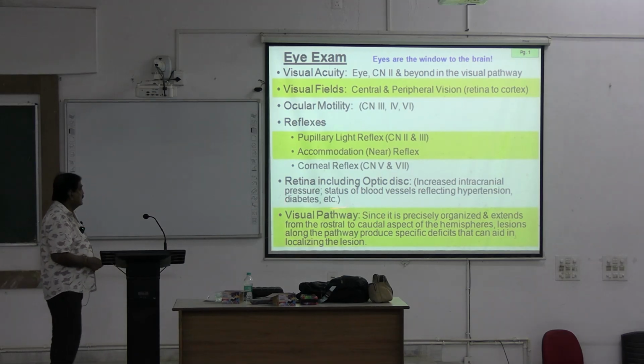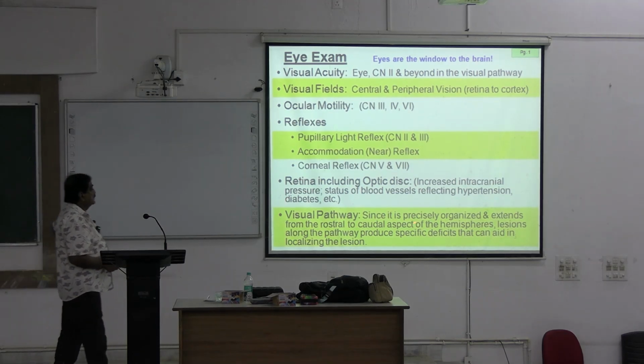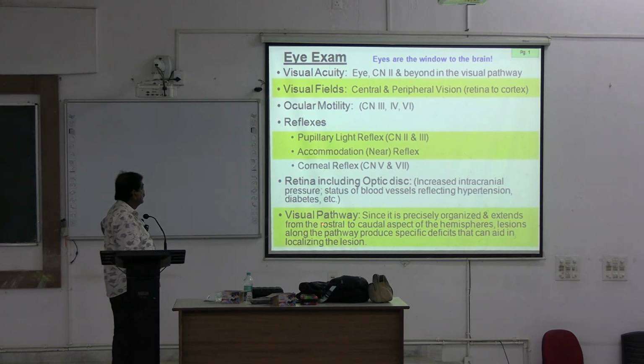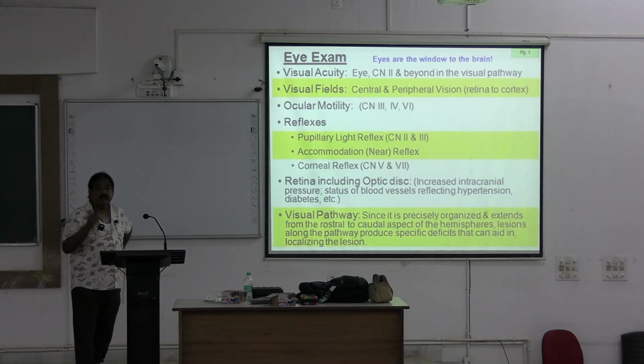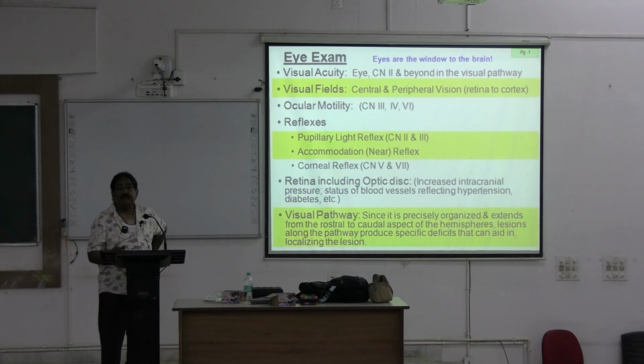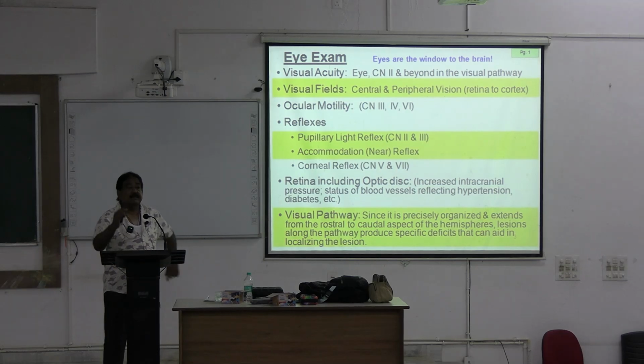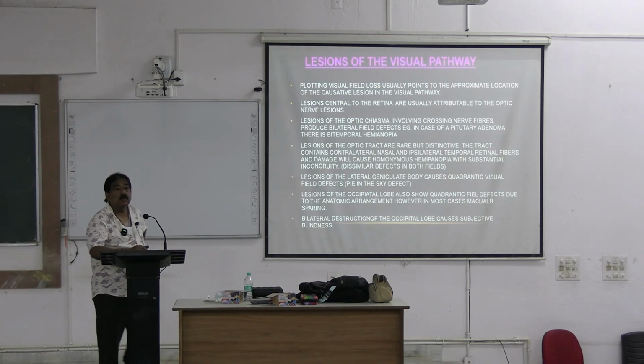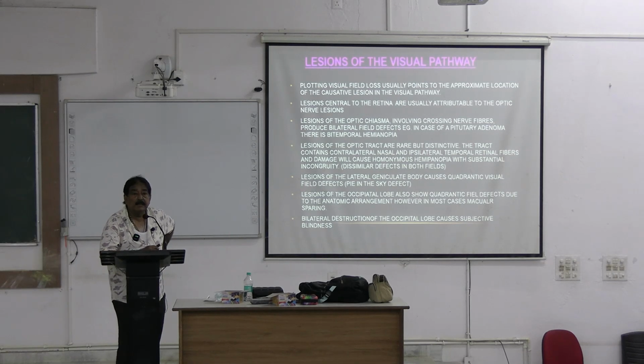This is important. The visual pathway is precisely organized and extends from the rostral to the caudal aspect of the hemispheres, so lesions along the pathway produce specific deficits that can aid in localizing the lesion. In the clinical examination, you can localize. You don't wait for an MRI report to come after 2 or 3 days. You order an MRI, or your best is USG. And also OCT imaging of the eye.